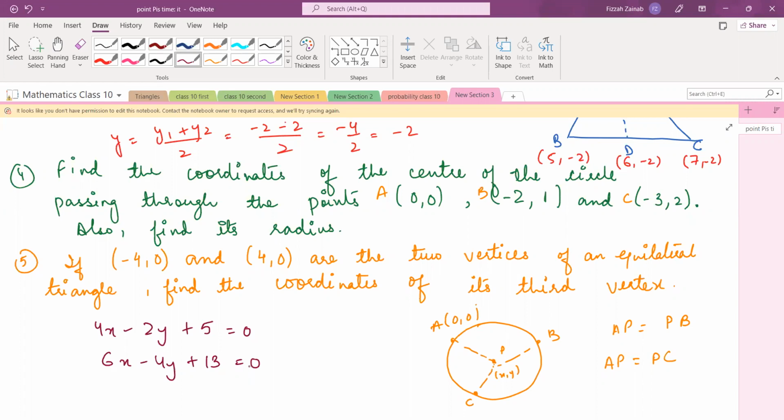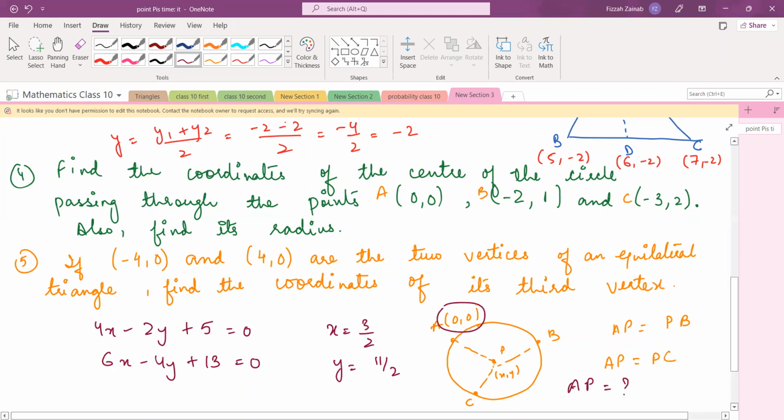Yes, how much is x? I got 3/2. Yeah, that's right. Okay, and y? 11/2. Yes, that's right. So these are the coordinates. And then you can find the length of the radius. So AP or PB or PC, whichever you want, you can calculate. Because it's 0, 0, it's easy to calculate AP, right? Yes, ma'am. So you can find the length.